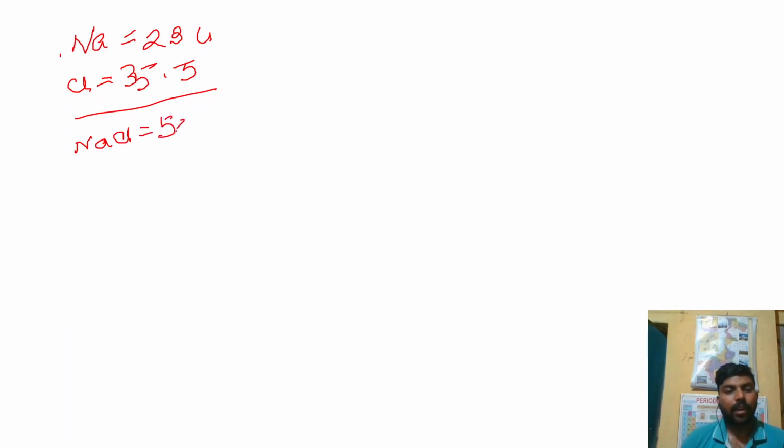We can calculate it easily. Na has a mass of 23 amu and chlorine has a mass of 35.5 amu. Just summing up for NaCl, you will get 58.5 gram per mole. By this way you can easily solve any molecular mass.